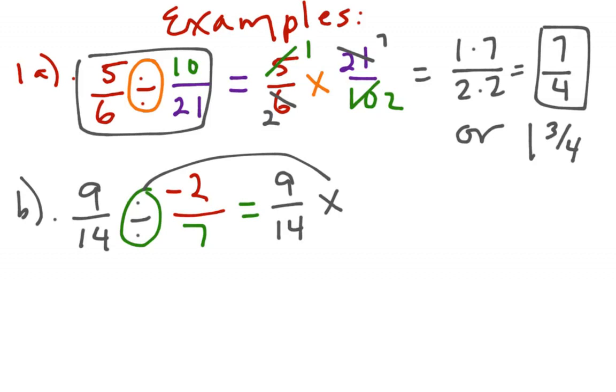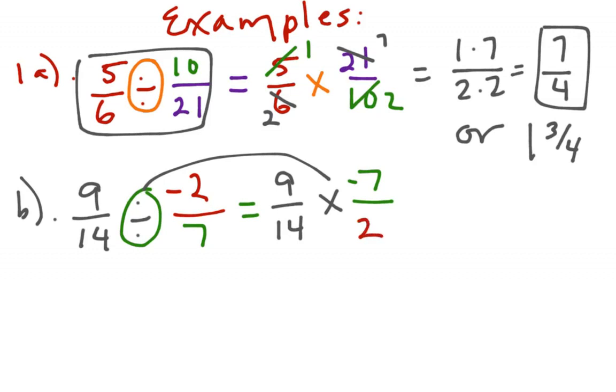It's like when we're changing subtraction to addition and changing the next number to its opposite. We're using the inverse addition property. Now we're using the multiplication inverse property. So we're changing this second fraction to -7/2.